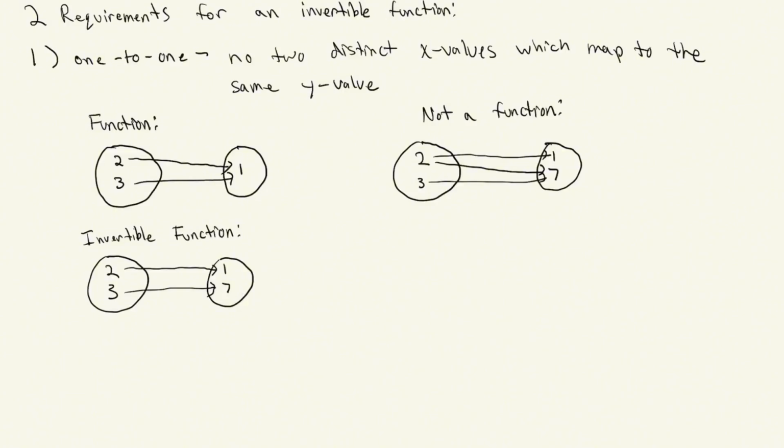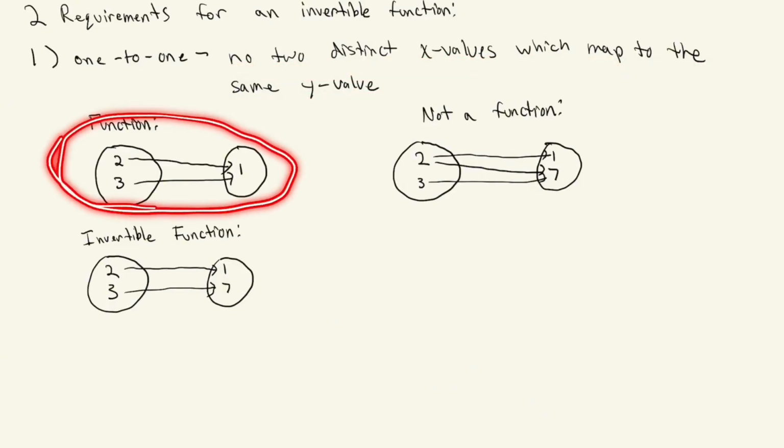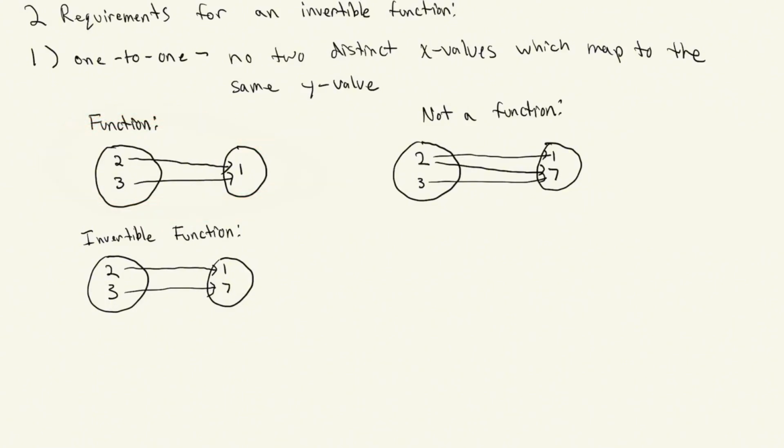This is what an invertible function would look like. So like I said, the first requirement is one-to-one. No two distinct x values which map to the same y value. So although this is a function here, this would not be considered an invertible function because we have two x values which map to just one y value. Here, each x value is mapped to just exactly one y value. So that means that this is a function where it is possible to reverse the transformation.